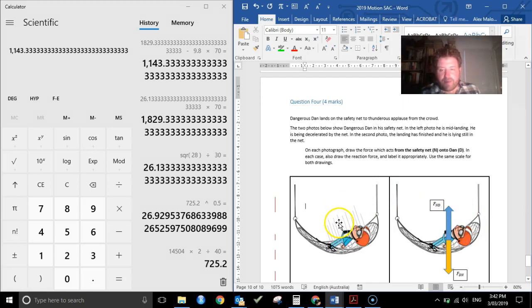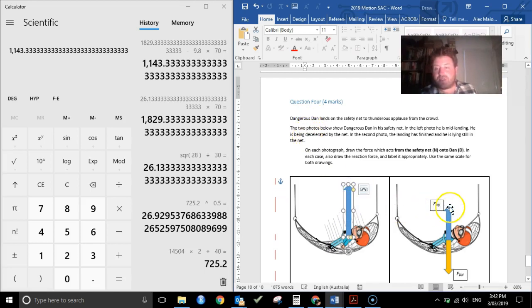Let's go to this one here where he's actually being decelerated. So he's still moving into the net at this point, and the net is slowing him down. It's important that we read that bit there. It's being decelerated by the net. So he was moving in this direction, and he's actually slowing down. That means that the force of the net on Dan now has to be stronger than gravity. If it was weaker than gravity, he'd still be accelerating downwards. But we're being told that he's being decelerated. So this force that you draw must be longer than the force that you drew over on this side. It's got to be bigger.